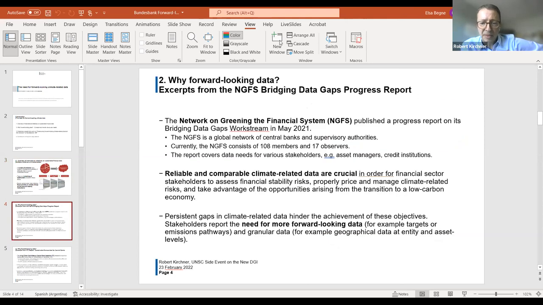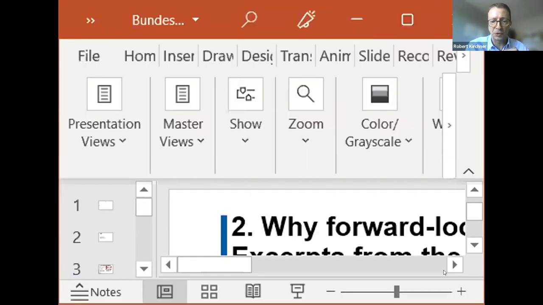I will do that simply by quoting selected sources from the literature. The first source I would like to draw your attention to is the Network for Greening the Financial System, which is a global network of central banks and supervisory authorities. Currently, the NGFS consists of 108 members and 17 observers, and they published a report on bridging data gaps in May last year, which covers the data needs of various stakeholders, in particular asset managers, credit institutions, and others.